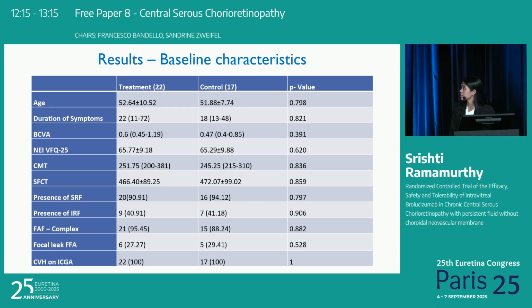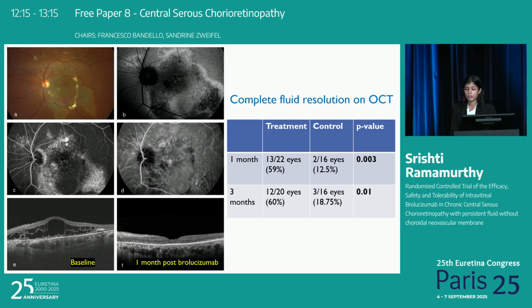This was the baseline characteristics, just to show that it was very equally matched in the treatment and control arms. For want of time, I'm not going into the details here. I'll go into our primary endpoint, which was fluid resolution on OCT. And as you can see in the treatment arm, I've shown an example here. At 1 month, 13 out of 22 eyes achieved complete resolution of fluid, both intraretinal and subretinal, 1 month post-injection of brolucizumab, as opposed to 2 out of 16 eyes in our control arm. And at 3 months follow-up, 12 out of 20 eyes maintained complete resolution of fluid on OCT, compared to 3 out of 16 eyes in the control arm.